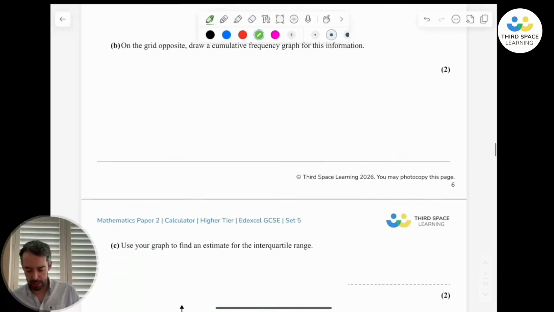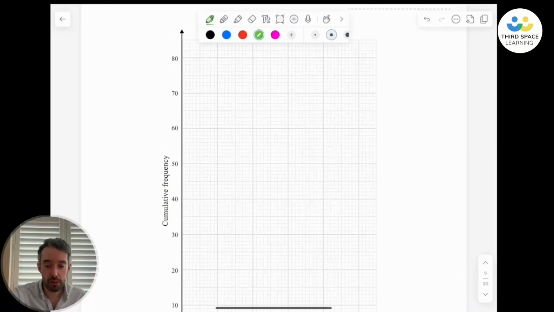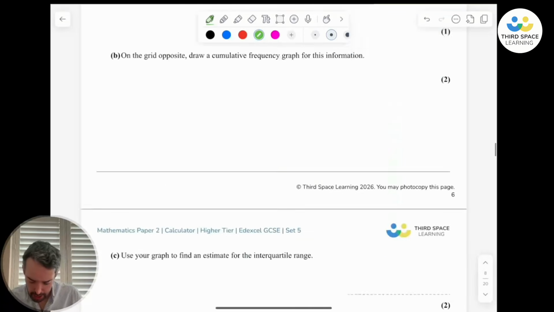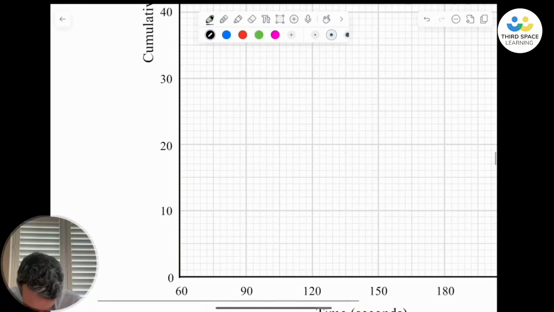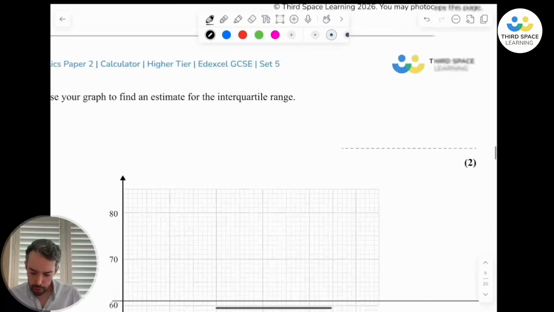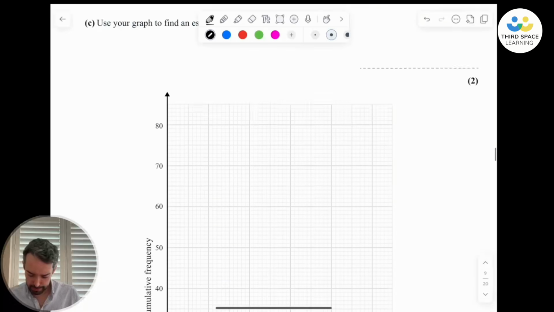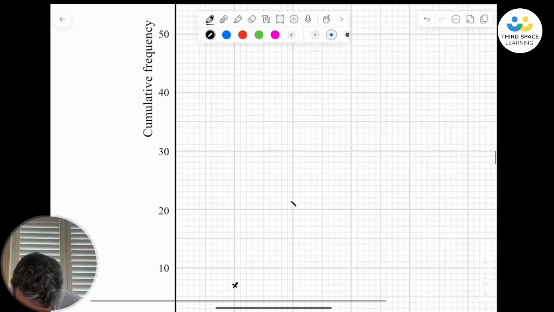Part B, on the grid opposite, draw a cumulative frequency graph for this information. Okay, so remember, for cumulative frequency, we always plot the upper point. So we're going to start with 60 to 90, and that was at 7. So here's 60 to 90, and I'm going to plot this at 7. Now the scale is 1, 2, 3, 4, 5, 6, 7, 8, 9, 10. So at 90, I'm just going to plot at 7 like that. Okay, next one, 120 is 21. So at 120 here, we're going to go all the way up to 21, like that.